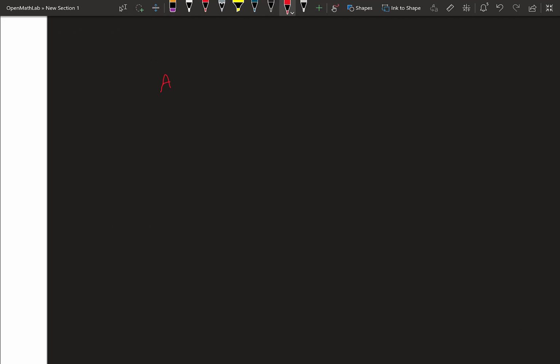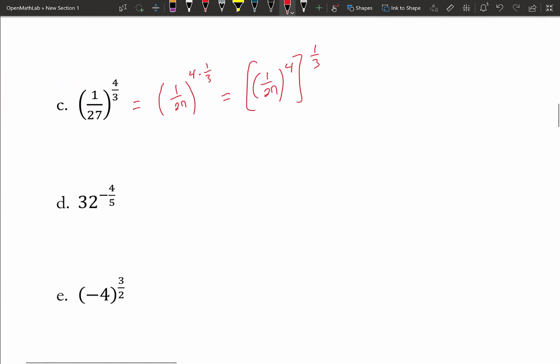is if I have a fraction like a over b raised to the nth power, this would be equivalent to a to the n divided by b to the n. I think I had shown you this rule before. If you have a fraction raised to some power, then you can take the numerator to that power divided by the denominator to that power. So in other words, if I want to simplify this part in the brackets, this would be equivalent to 1 to the 4th divided by 27 to the 4th, and all of that raised to the 1/3 power.